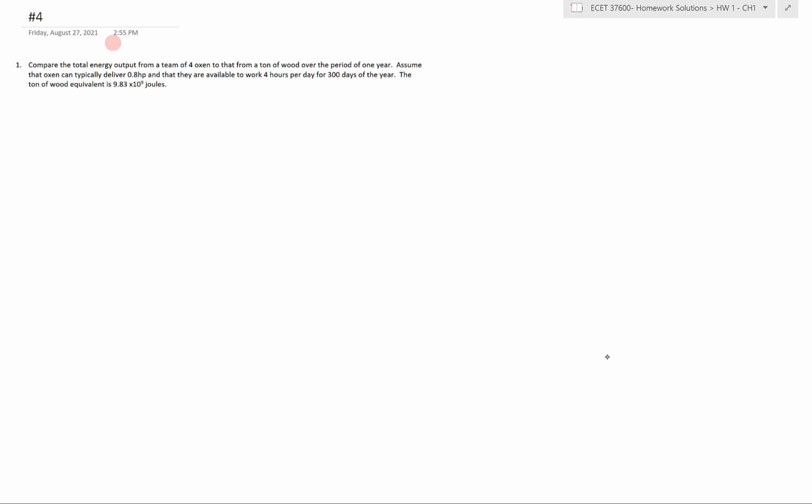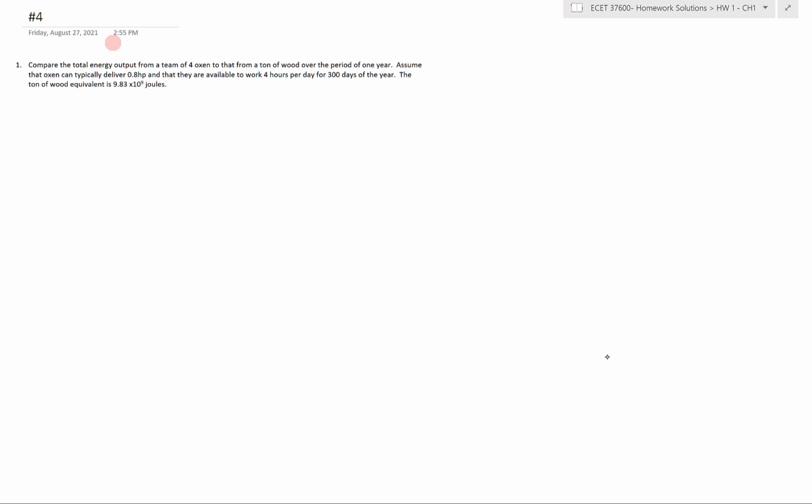The energy in the wood was given to us in 9.83 times 10 to the 9th joules. So it makes sense to just go ahead and stick with joules for this calculation. Joules is the SI unit, and so we're going to calculate the energy output of a team of oxen over the course of a year. A little bit more complicated, but if you're understanding the relationship between energy, power, and time from the previous homework problems, this one should make sense.